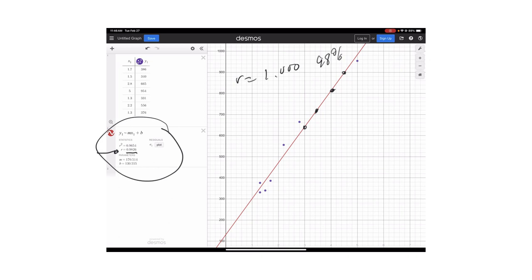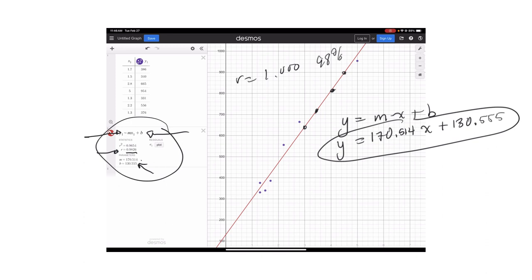You can use that r value to tell you whether picking a linear function, like we did, is the way to go, or whether maybe another function would be appropriate. Now the stuff at the bottom there, that's what I wanted to show. Since this is a line, that's the equation of a line. And Desmos, when we did that regression, tells us what the slope should be. So I can type that in: 170.514x plus, and it also tells me the y-intercept, 130.555. So that is the equation of that red line.